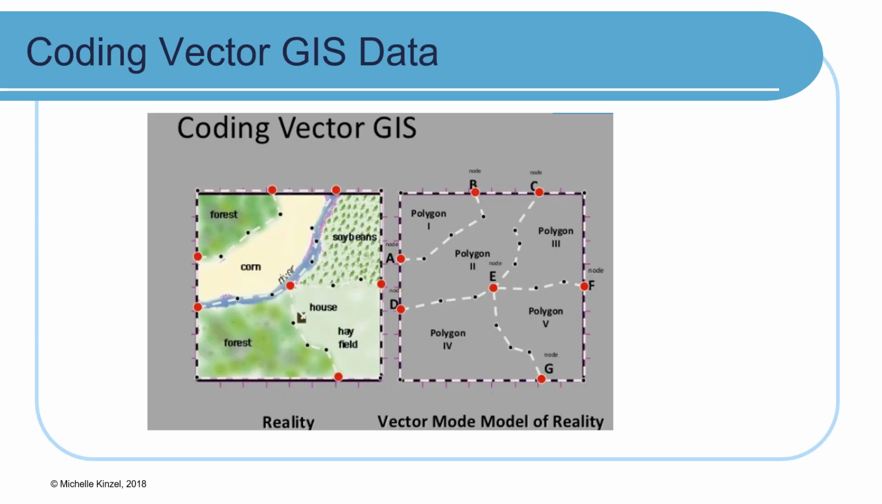Here's an example of reality on the left, and then a vector model of reality on the right. So you can see that there are different land covers represented here: forest, corn, soybeans, and hayfields, and then they are given names on the vector model on the right.